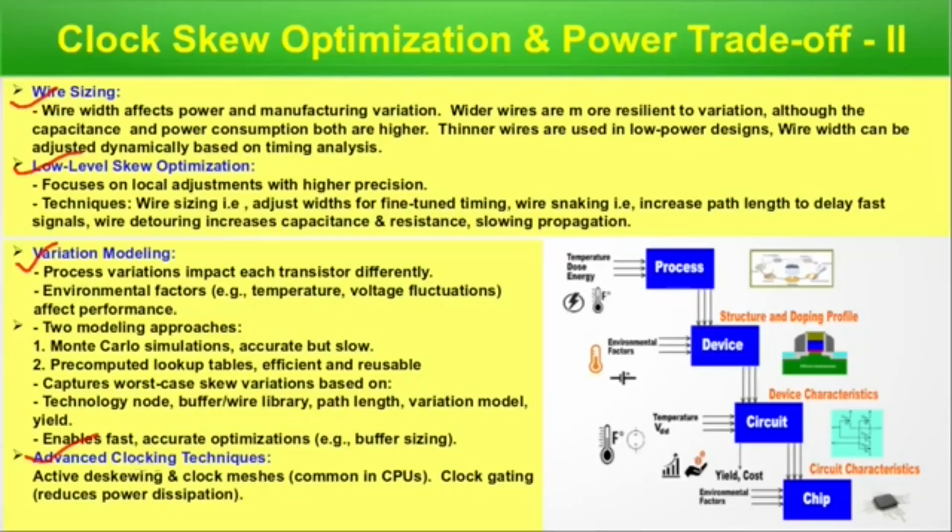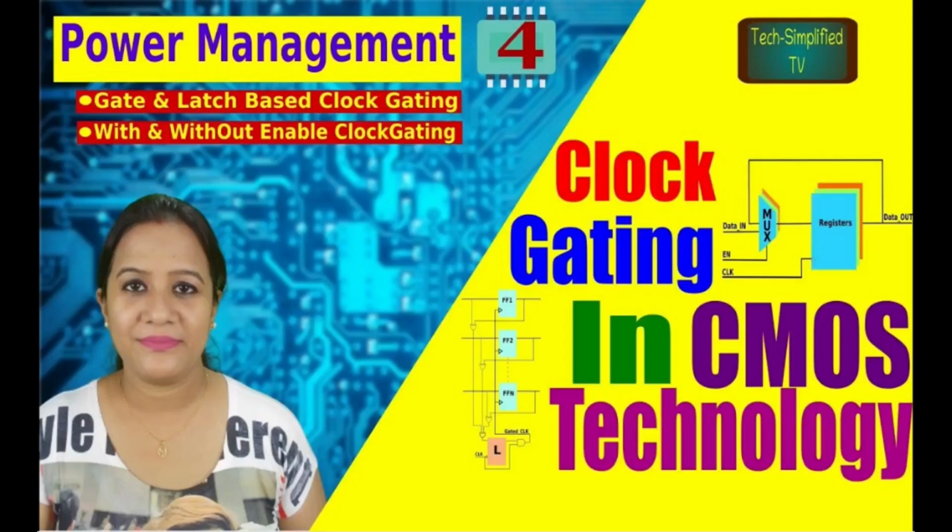And what are advanced clocking techniques? Active deskewing and clock meshes, that is common in CPUs, and clock gating reduces power dissipation. These are advanced clocking techniques. We already have an episode on clock gating. Link is mentioned in the description. You can take reference if required. That is about specialized routing and clock tree routing. We are done with this slide and we are done with today's episode.